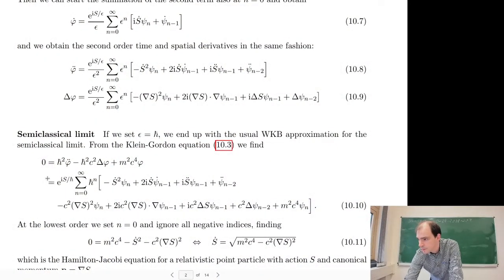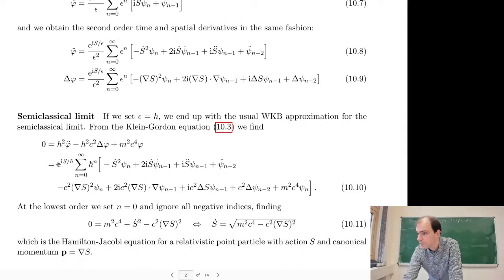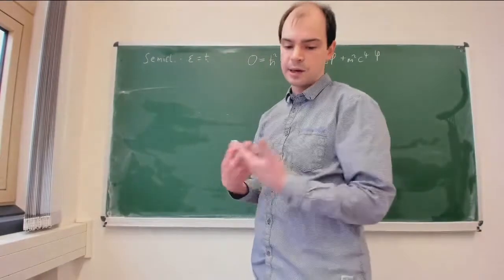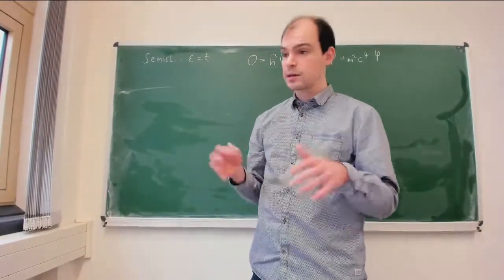So if we insert the power series with epsilon equals h bar for the derivatives, so if we insert equations 10.8 and 10.9 into the Klein-Gordon equation, we end up with this expression 10.10. So we get this exponential in front, and we get the summation of all the different orders of h bar, and then we get this longer expression here in the square brackets. That is now all the terms that are of the same order in h bar.